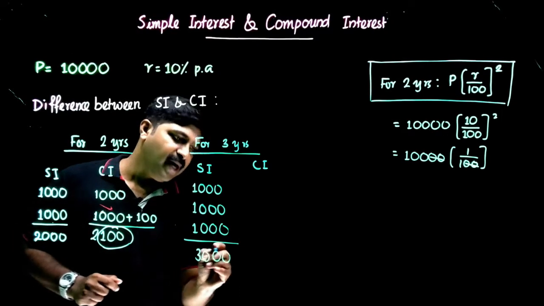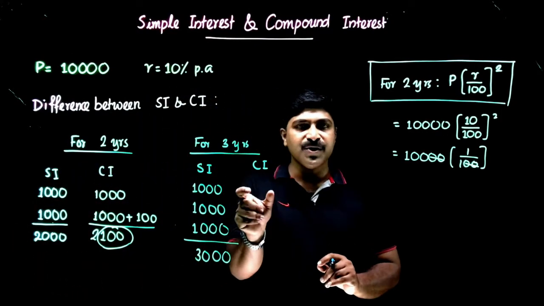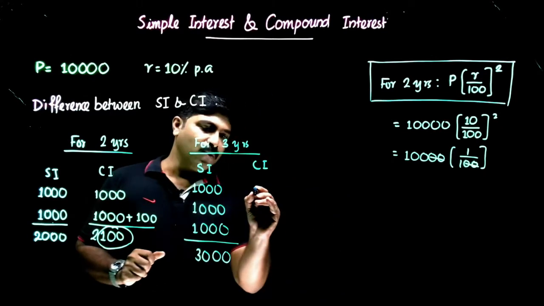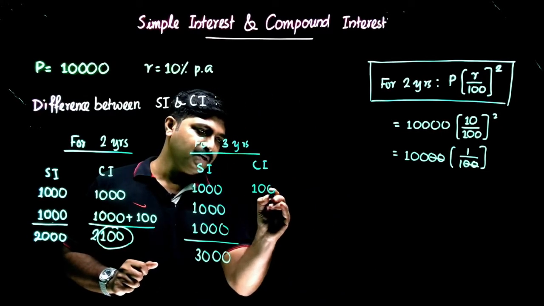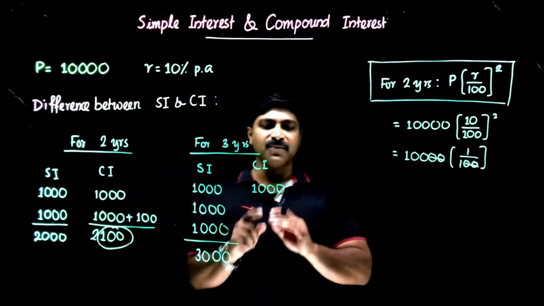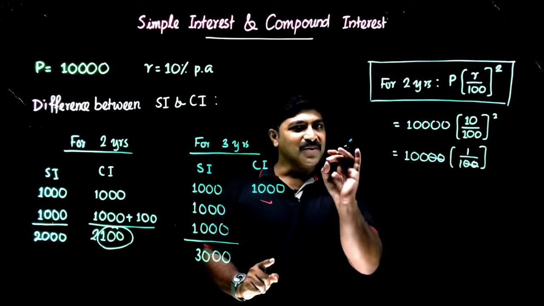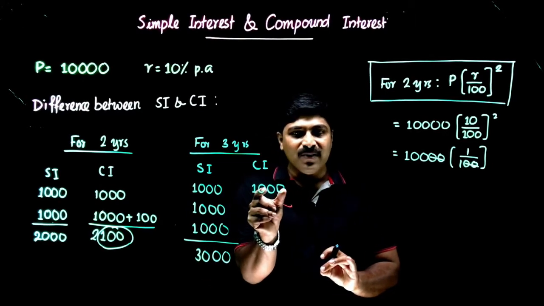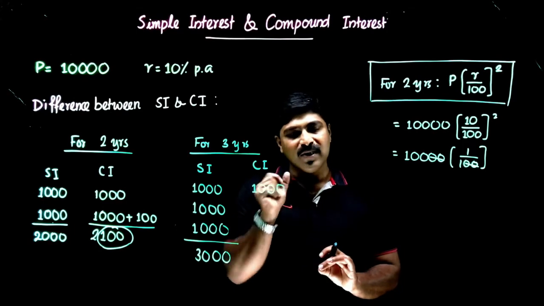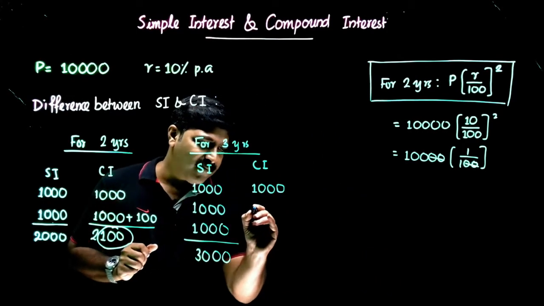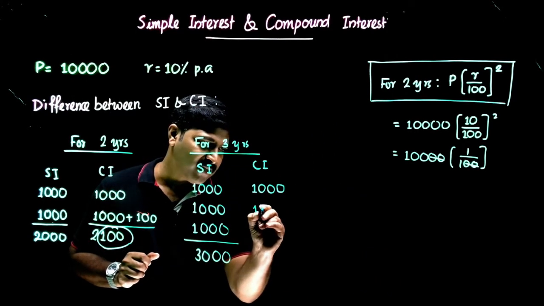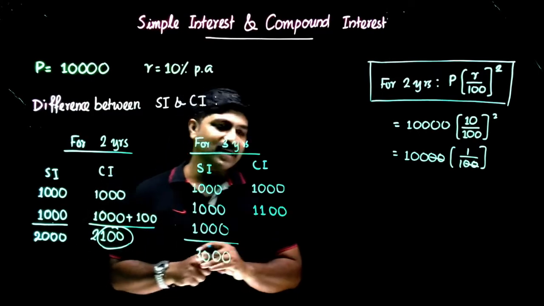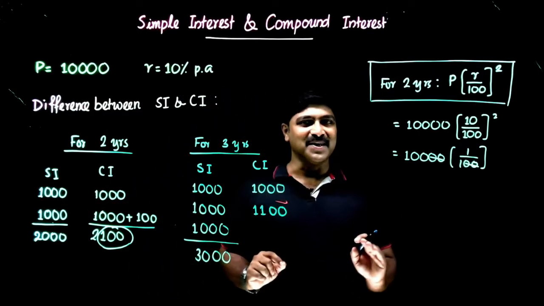3000. And on the right side, considering the compound interest, as we know, in the first year both the simple interest and compound interest are the same. Therefore, that is also 1000. For the second year, you have to add 10% of this value to this quantity. Therefore, 1000 plus 10% of 1000, that is 100. So you can write it as 1100.